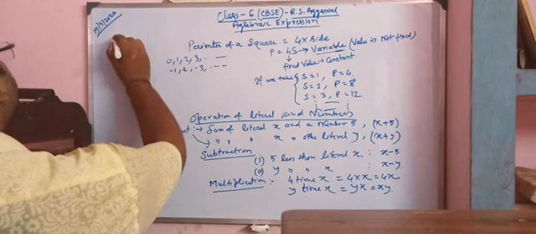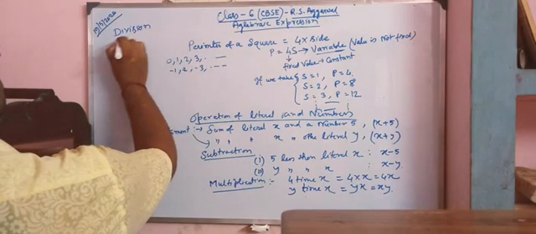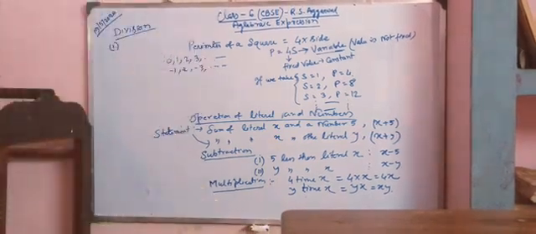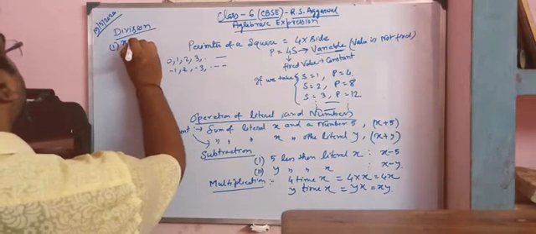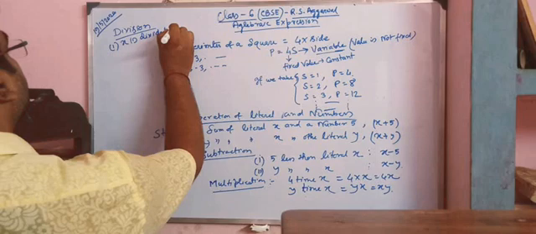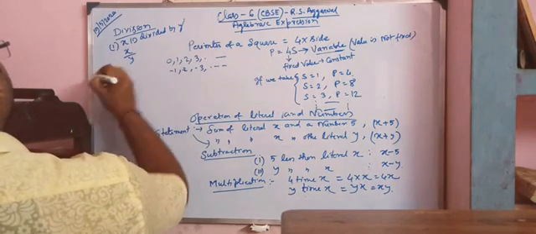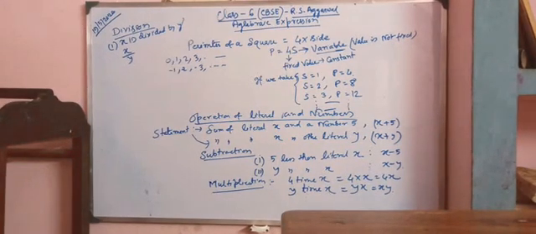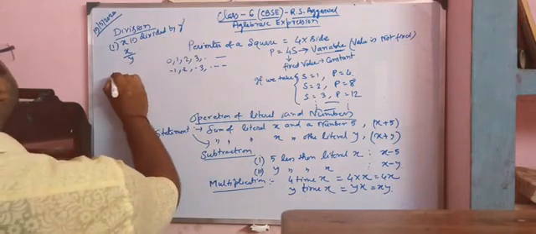Okay. Next come to division. If the statement is y is divided by x or x is divided by y, then it can be written as x by y. Okay. Next, this is a literal divided by a literal.